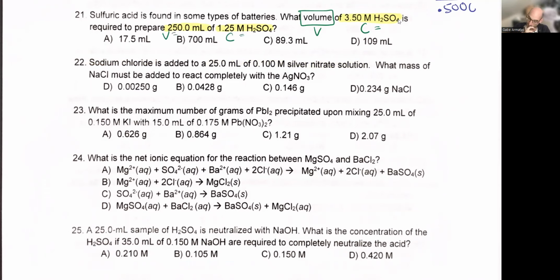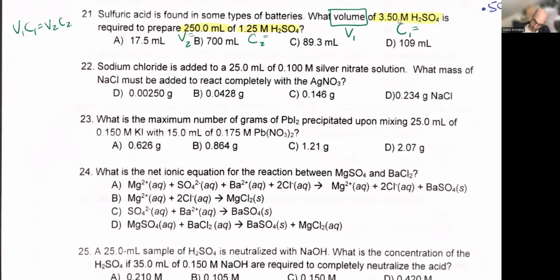So what we have here is, first of all, we're not changing substances. And so we know it's the same thing. And we know we're going from concentrated to less concentrated. So this is just simply a V1C1 equals V2C2. So this is a dilution problem. So V1C1 equals V2C2. I wish I had more space, but here we go.